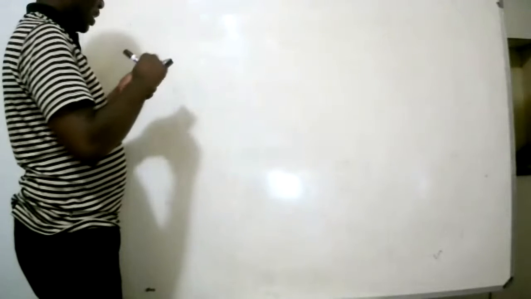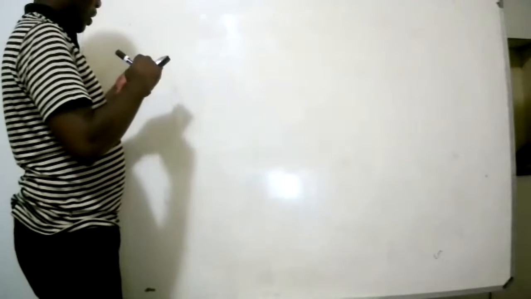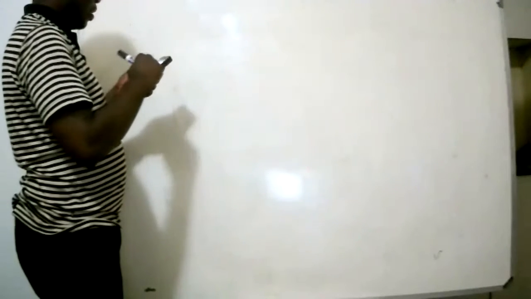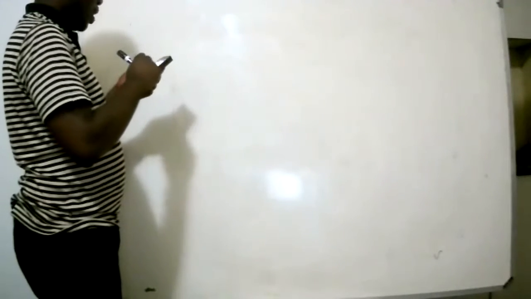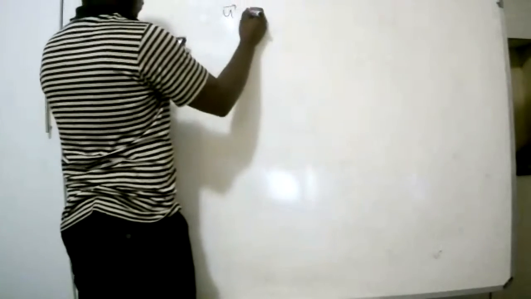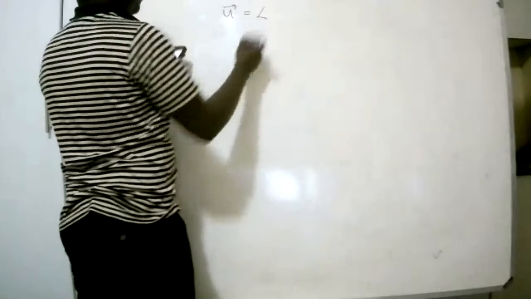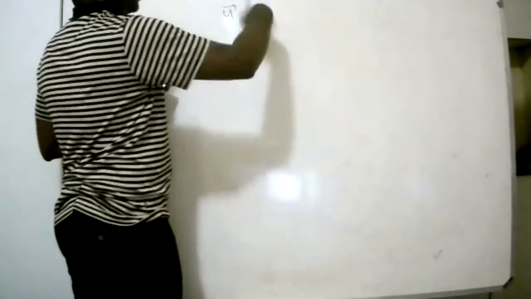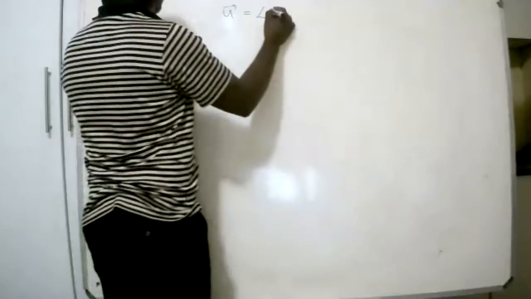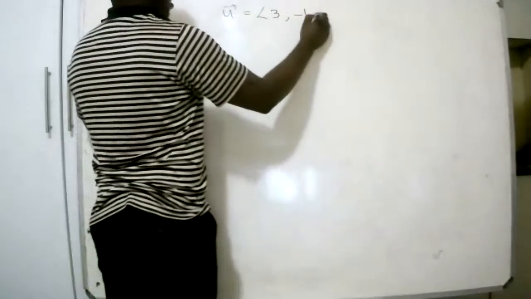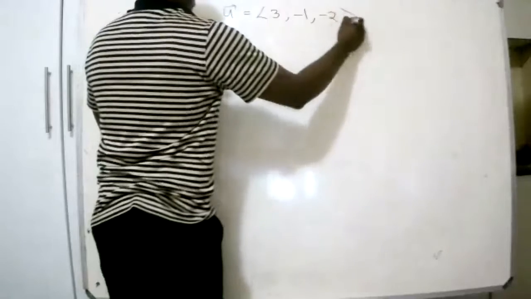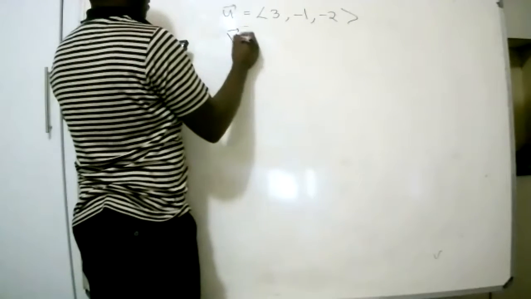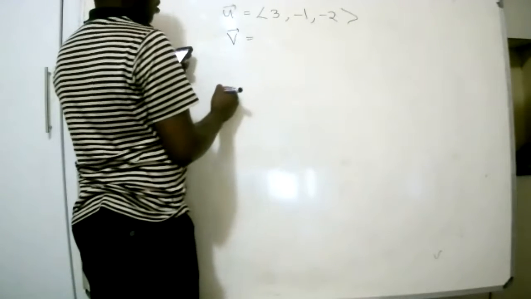So the questions are about vectors. Matrices will come later, once we have covered all the vectors. So now these are the vectors. We are given vector u in this form. Some people use this kind of brackets, or you use curly brackets, it is the same thing. So we have 3, -1, and -2.